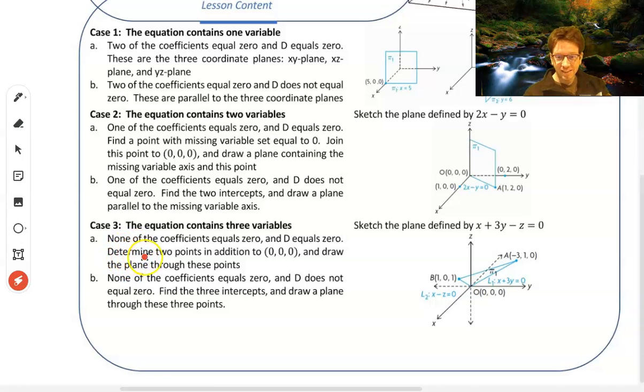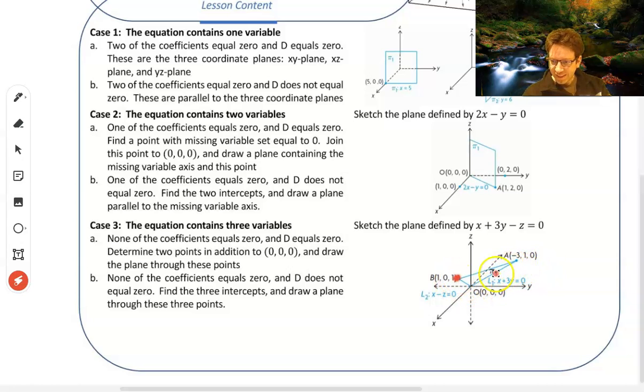Now, to sketch that, you're going to determine 2 points in addition to 0, 0, 0. 0, 0, 0 works because our d coefficient is 0. You can find any other 2 points. So in this case, for this question, if you were to set x equal to 1 and y equal to 0, you can solve for what z would be. And again, pick some random point and solve for the missing variable.